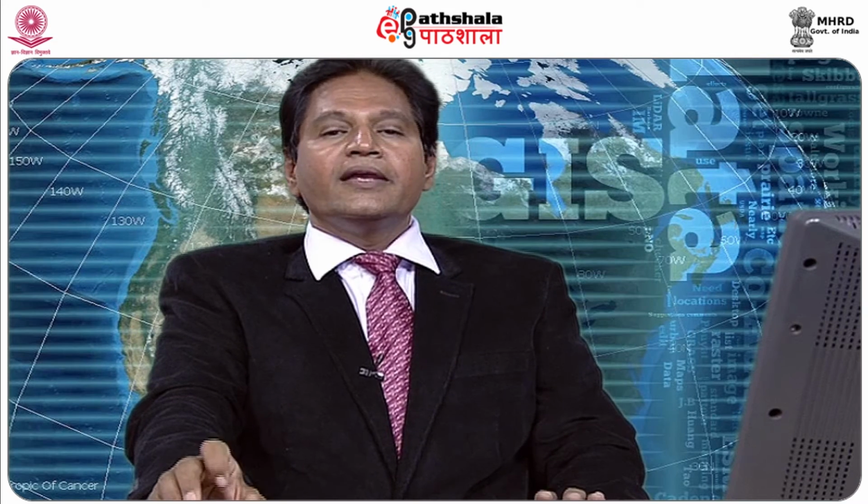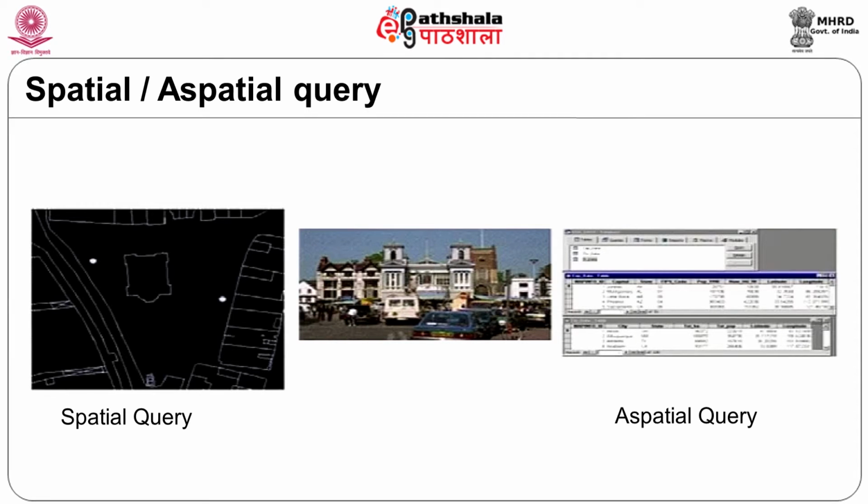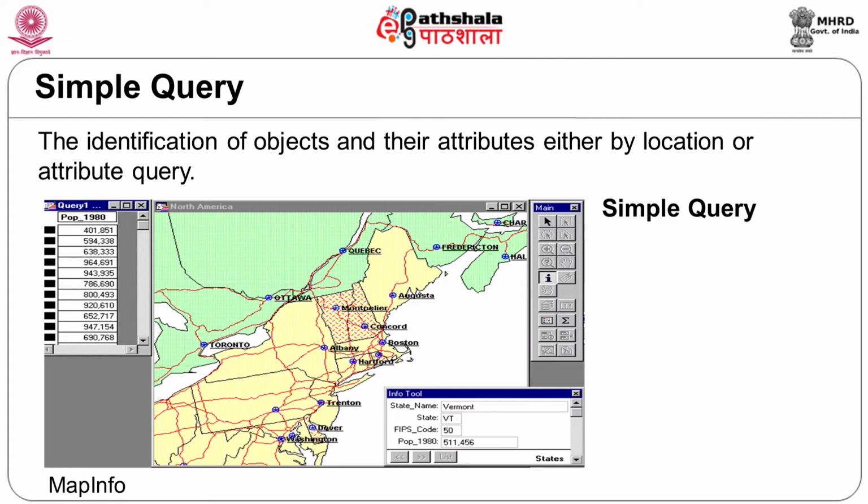So, let us see spatial query and aspatial query. I was just telling you about that. A spatial query, as you see on the left side of the slide, is querying from the spatial map, which is a replication of this, and this is the detail about this particular object. It need not necessarily be the same here. Spatial query and aspatial query, a simple query.